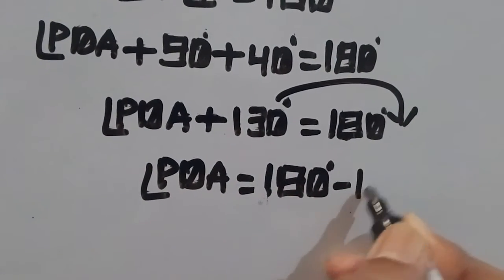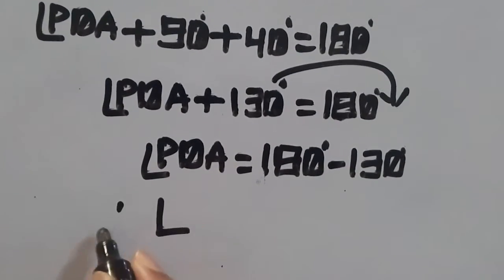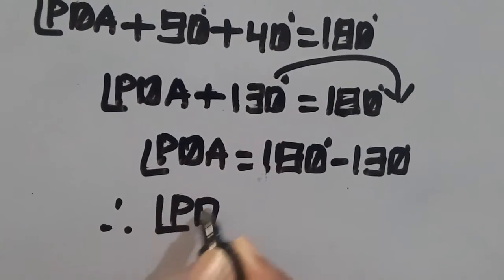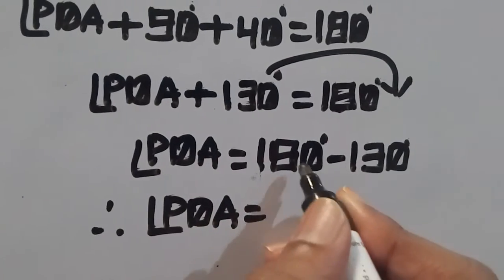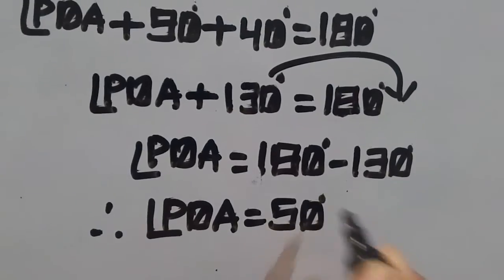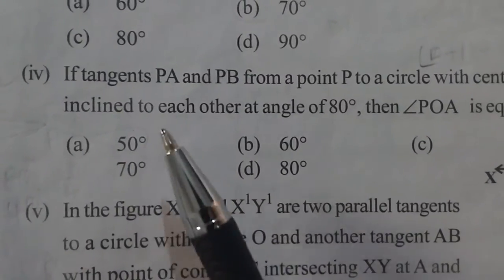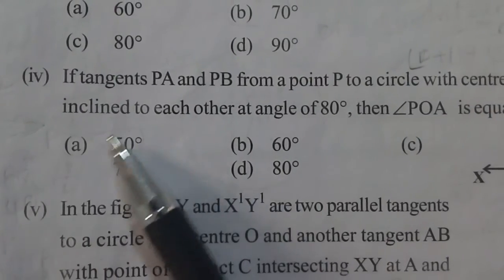180 minus 130 degrees. Therefore angle POA is equal to 180 minus 130, 50 degrees. POA is equal to 50 degrees, we got. Therefore, option A.